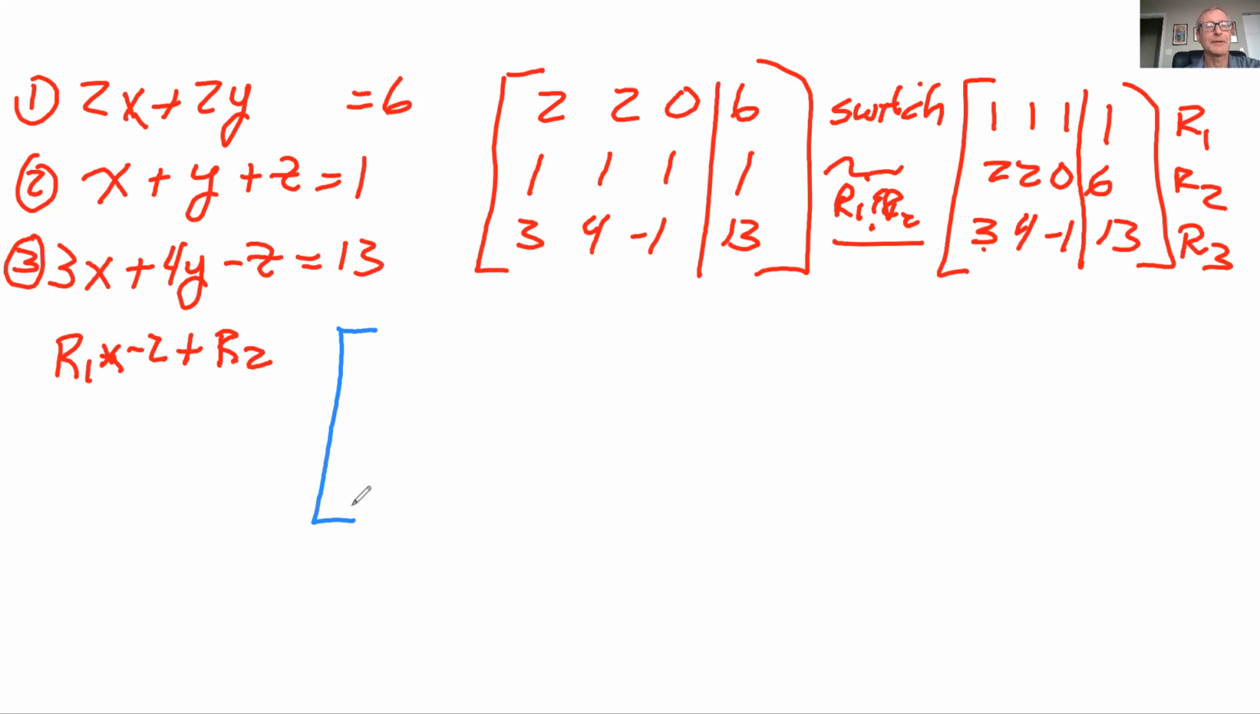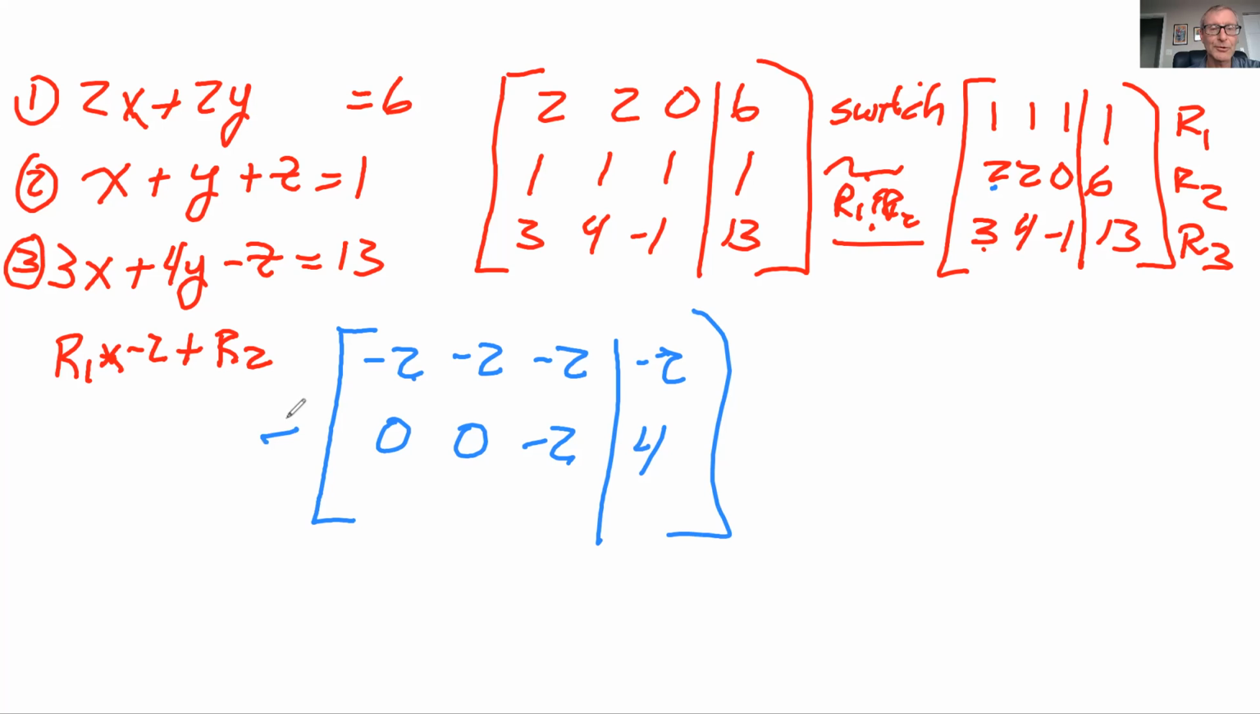R1 times -2 would be -2, -2, -2, and -2. And so if we add it, -2 and +2 is 0. -2 and +2 is also 0, right? -2 plus 0 is -2. And then -2 and 6 gives us 4. So this is our new R2, which is basically that new equation.